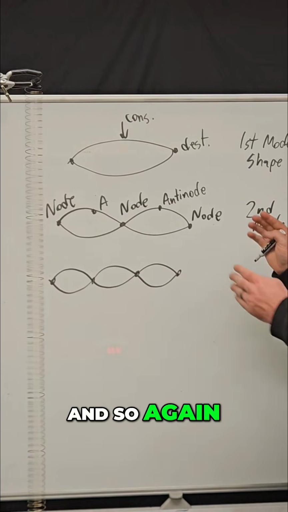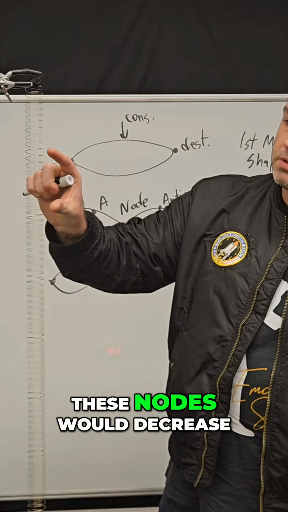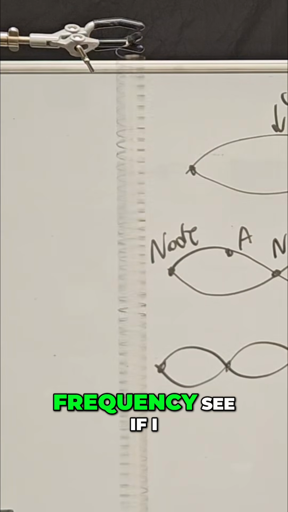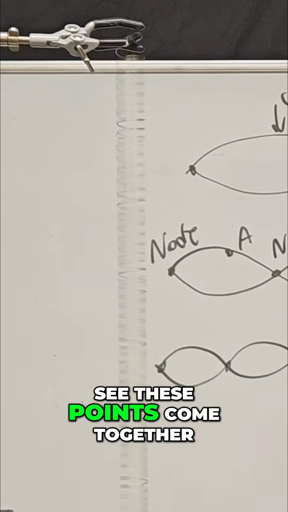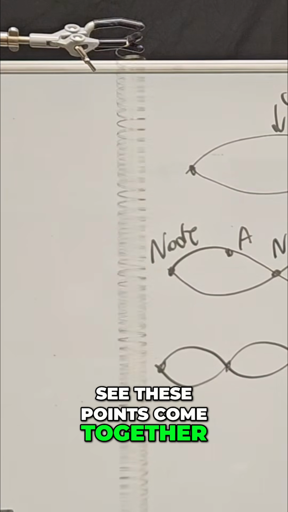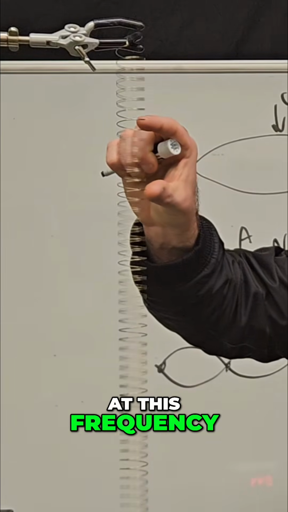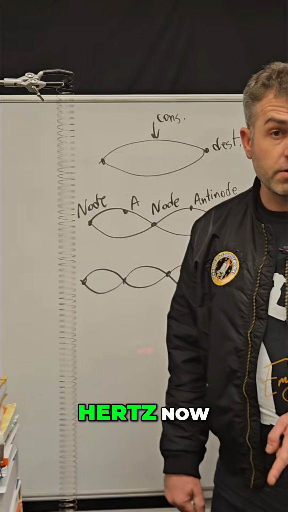And so again, now I've taken the shape and shortened it even more, so the space between these nodes would decrease, and I can do that on this machine. If I increase the frequency, see if I can show you, you're going to start to see these points come together. Okay, so now you can see it's shortened at this frequency, and they're much shorter wavelengths. This is at 44 hertz now.